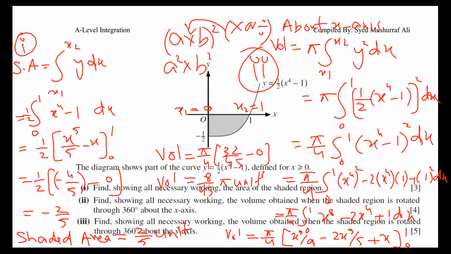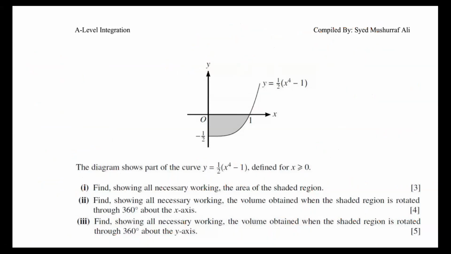And now I'm going for part number 3. So I'm clearing the screen and I'm going for part number 3. Now actually it's the same about the y-axis. Okay, first I write the volume formula about the x-axis, and then I change. What x-axis you learned? x1, x2, y squared dx. And now I'm writing about the y-axis.